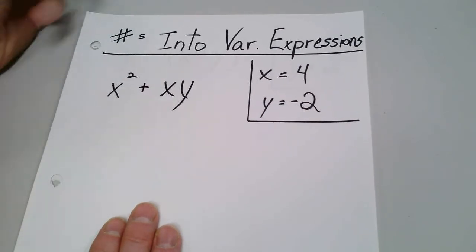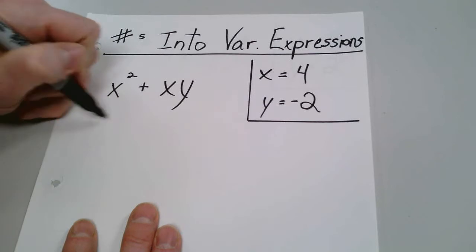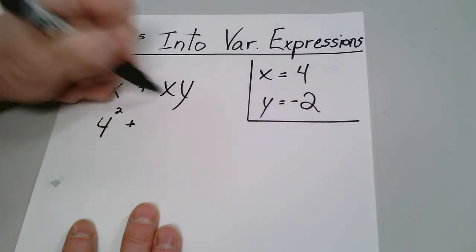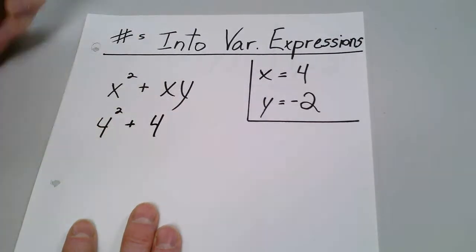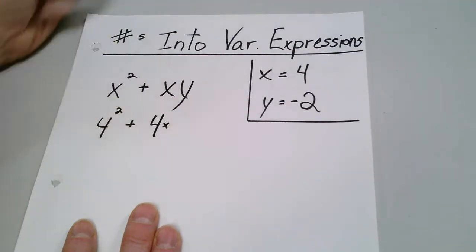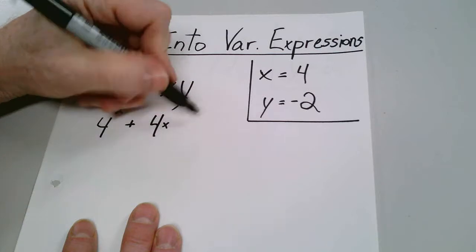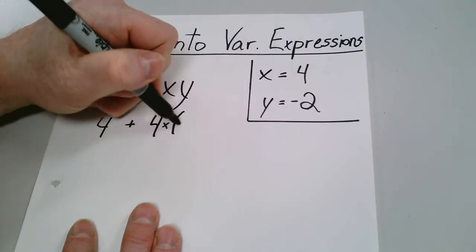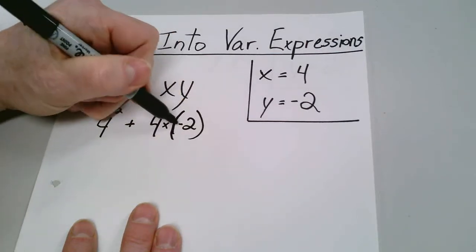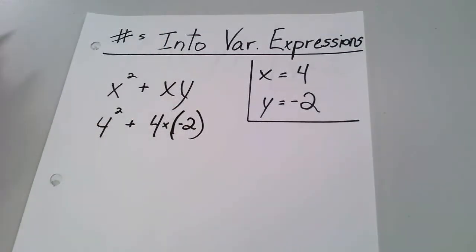So let's do this one. So x is 4, so we see an x here, so I'm going to write down 4 squared, plus, here's another x, so we'll put a 4 there. There's nothing in between the x and the y, so we know it's times. And times y, we put a -2 there. I'm just going to show it by brackets here, because you're not really supposed to put two signs right next to each other. So that's the only reason I have brackets.